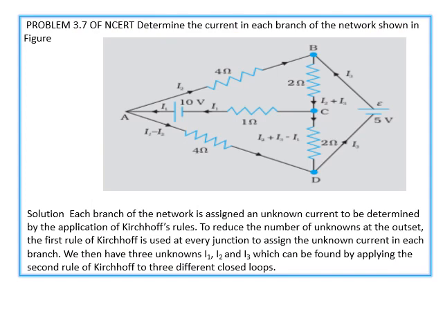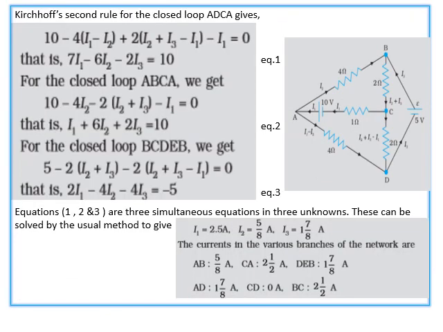Now let's discuss this numerical problem. This is problem 3.7 of your NCERT and you have to find out the direction of current in each branch of the network as shown. Now, by following Kirchhoff's laws, the junction law and the loop law, you have to find out the equations first and then solve the equations and find out the value of the current. Now, again, I have drawn the same figure here.